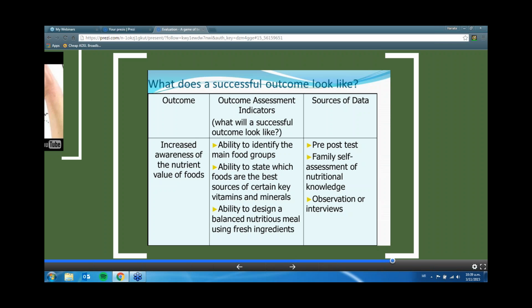Again, we've got the last bit around your sources of data. So you've got a pre-post test. That's one of the easiest ones. You assess them before they come in, and then after they've wrapped up the program. Then we also thought we could do a family assessment. We could test what the family knowledge is. And in this case, you could also just observe and watch. So those things are part of the process of drilling down into the layers that are there.